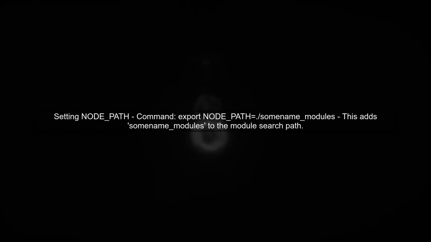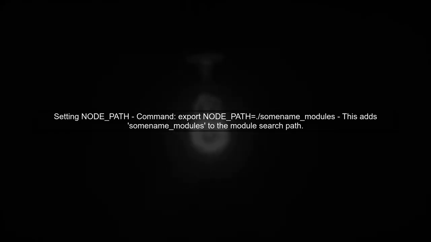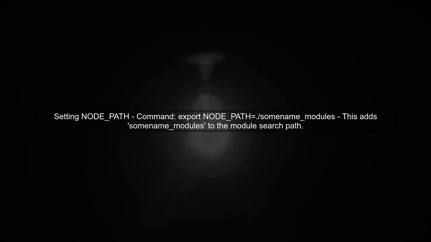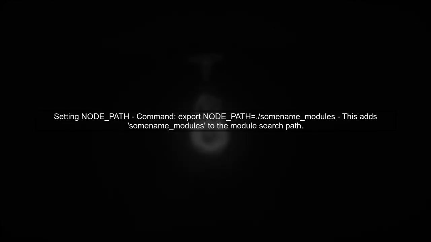Now let's continue on. To reference Node.js libraries from a custom folder, we need to modify the module resolution paths. By default, Node.js looks for modules in the Node Modules directory. To include our custom folder, we can use the NODE_PATH environment variable. This variable allows us to specify additional directories for Node.js to search for modules.